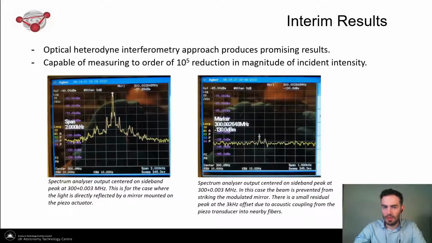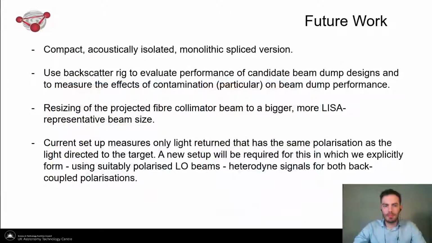I will now talk about the future work for the backscatter measurement rig. So, looking to the future, we hope to improve the performance and stability of the backscatter rig by progressing to a monolithic spliced version, where we have removed the fibre boundaries by splicing the components together. This will remove a lot of excess fibre in the system and reduce the number of opportunities for internal back reflections to occur. This will also make it easier to accommodate the fibre and the components in a more contained and insulated design.